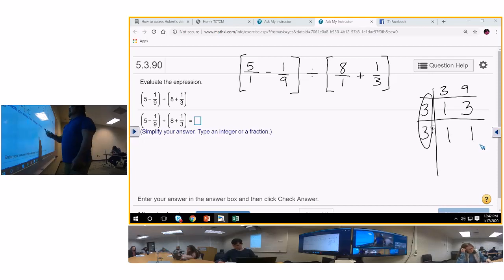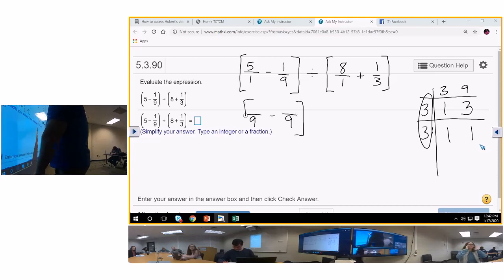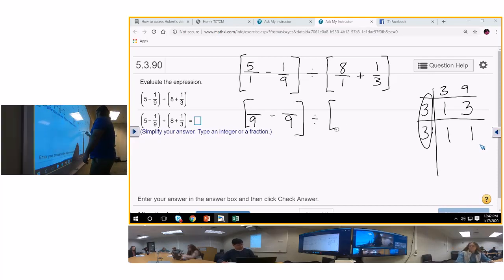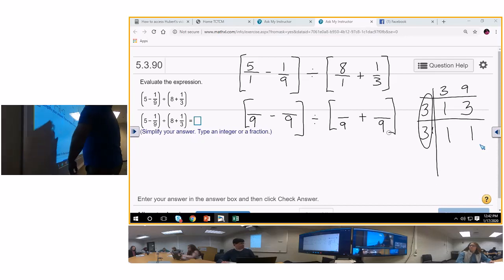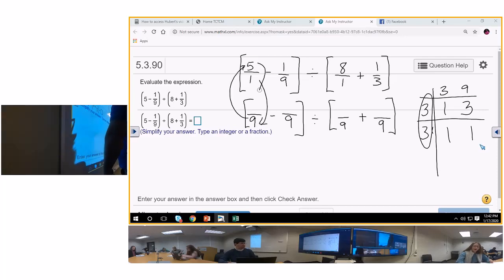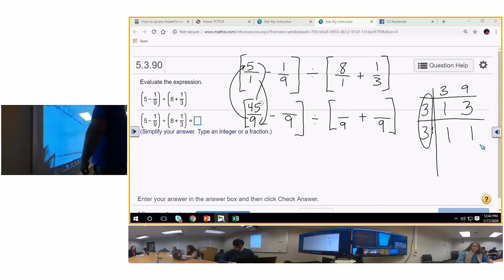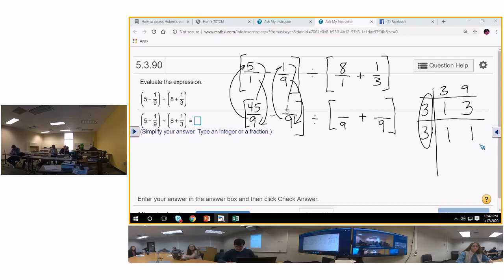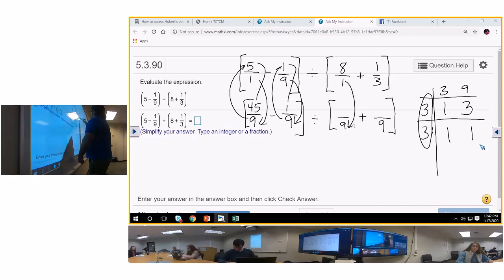So I'm going to put a 9 here, 9 here, a 9 here, and a 9 here. 1 will go into 9, 9 times. 9 times 5 is what? 45. 9 will go into 9 one time. 1 times 1 is 1 over 9. 1 will go into 9, 9 times. 9 times 8 is 72. 3 will go into 9 3 times. 3 times 1 is 3.